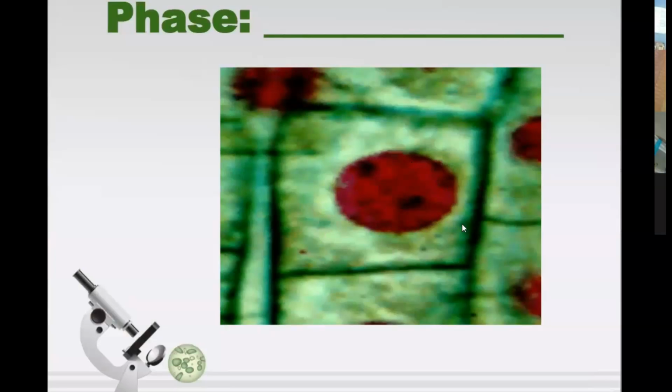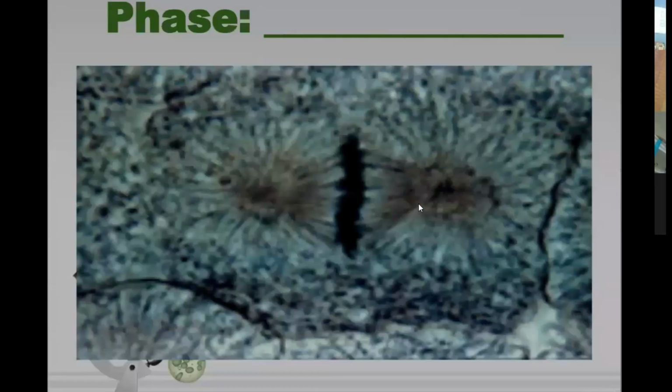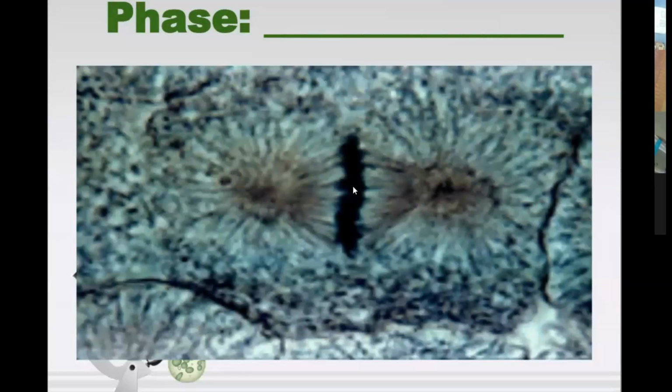I start to see spaces in between. This is clearly an interphase. I can see the nucleus. I can even see the nucleolus. Chromosomes are here. This is metaphase. They are lined up at the equator or lined up in the middle. Meta, meet in the middle, M M M. Okay.